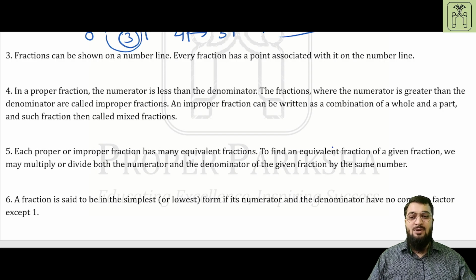Okay. Then we have learned what an improper fraction is. An improper fraction is a fraction in which the numerator is always greater than the denominator. That is, the number of parts in question are more than the number of parts in which it has been divided into. That is, one or more wholes are under consideration.